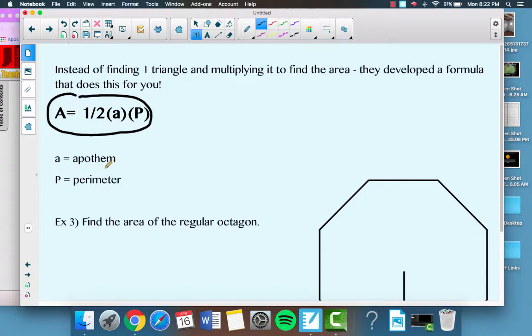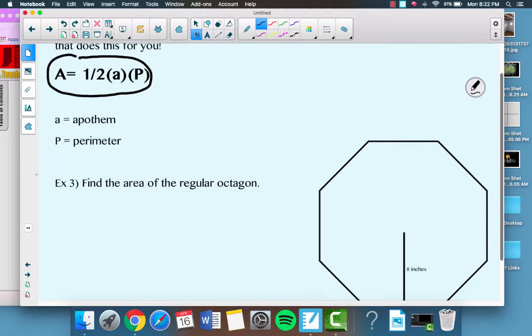Remember, we just talked about what that is, from the center to the side of a polygon. And then P is standing for our perimeter. So remember, to find perimeter, we just add up all the sides. So this is taking care of having to calculate how many triangles there are by just using perimeter instead. So we're going to use this formula, and we're going to find the area of this regular octagon.